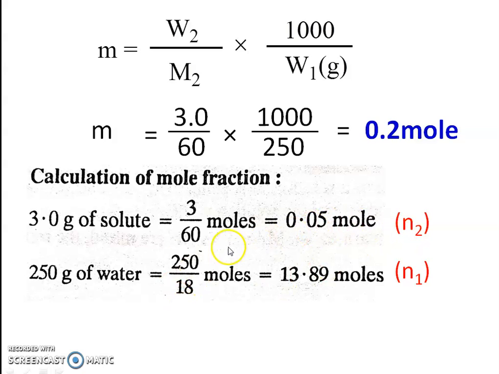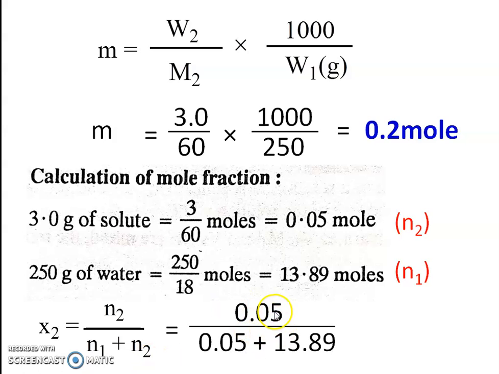Now mole fraction of solute is asked. So mole fraction of solute, that is X2, is equal to N2 upon N1 plus N2, where N1 is number of moles of solvent and N2 is number of moles of solute. Just substitute the values, so value of N2 is 0.05, so 0.05 upon 0.05 plus 13.89. When we solve this, it comes 0.00359.